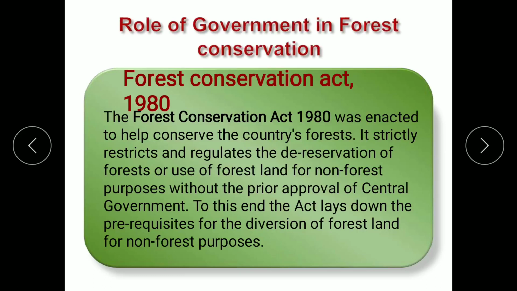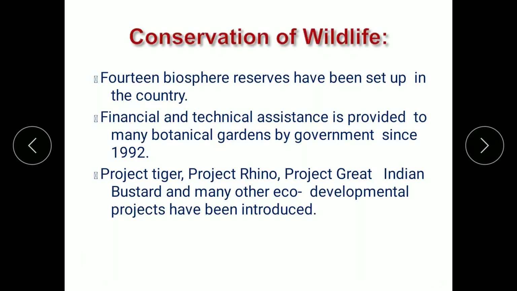So the role of government in forest conservation, government has made different types of acts. Forest Conservation Act of 1980, an act to help the conservation of country forest, strictly restrict and regulate de-reservation and use of forest land for non-forest purpose without the prior approval of the central government. Then conservation of wildlife, 14 biosphere reserves have been set up in the country. They are Nilgiri, Nanda Devi, Great Nicobar, Manas, Simlipal and Dibru Saikhowa. These are the important biosphere reserves.